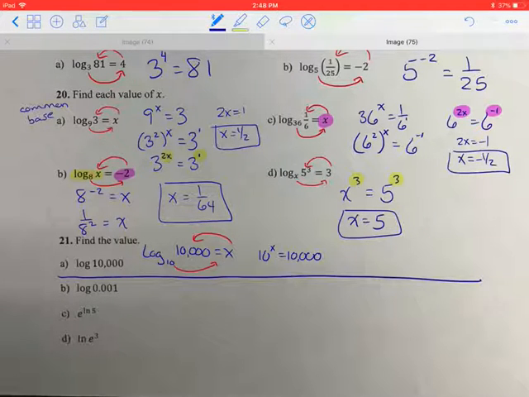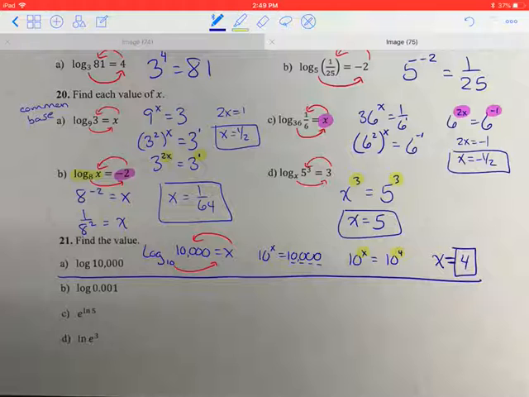Alright, so I'm back to trying to get a common base. So 10,000, notice it has 1, 2, 3, 4 zeros, so that's 10 to the 4th. So once I have a common base, then my exponents have to match, so x is going to be 4. Alright, so if I evaluate log of 10,000, I should get 4.